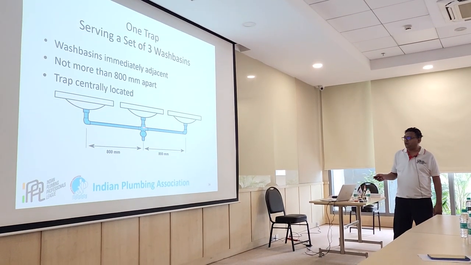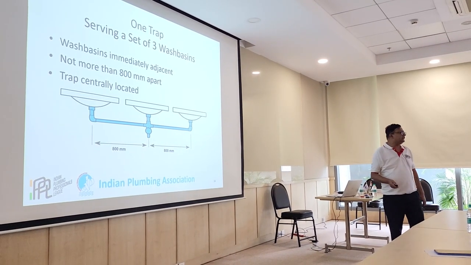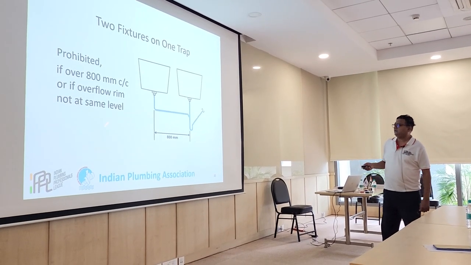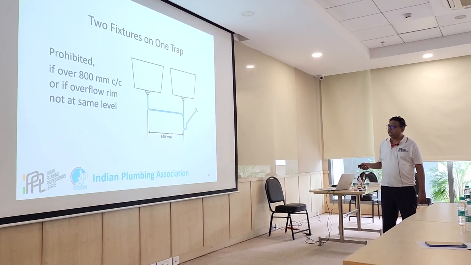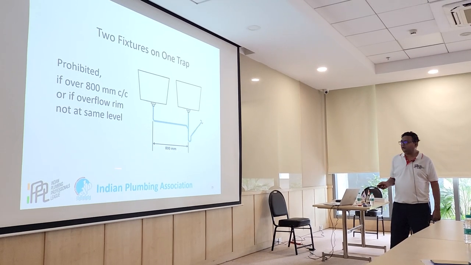You can combine all three outlets, provide a trap and take it out. That is the right way to do it. Two fixtures on one trap. So this way you can say this is the maximum length allowable as per code. So code says what?